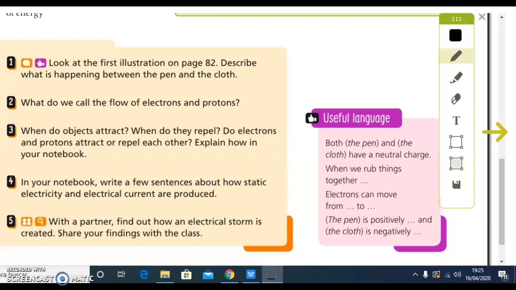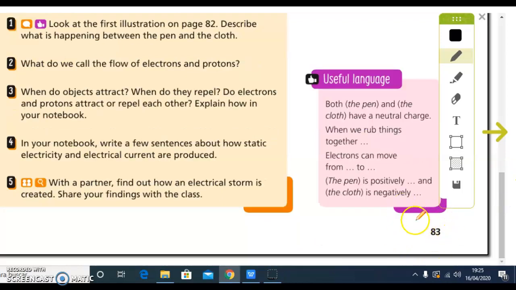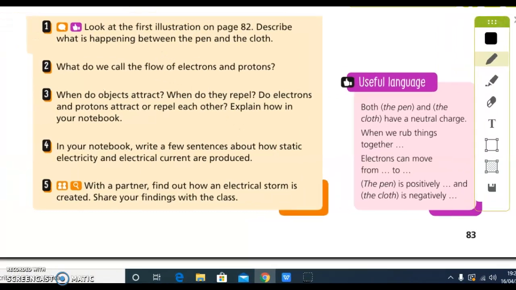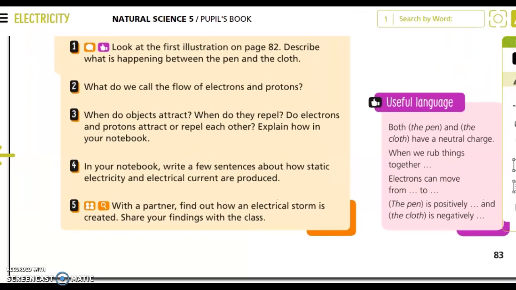Okay, year 5. We are gonna start the natural science lesson of today, correcting the exercises number 2, 3, 4, and 5 of page number 83. Okay, we are gonna start correcting those exercises.